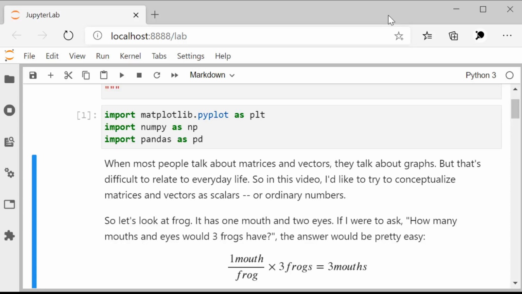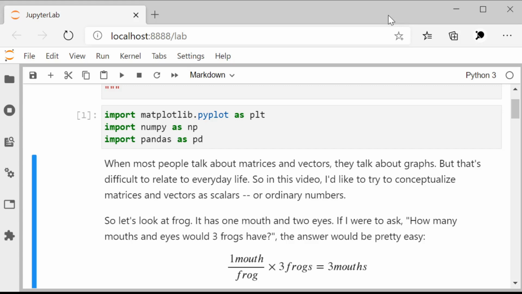Hi, this video is about vectors and matrices. If you look up information on vectors and matrices on the internet, you're likely to get some kind of a graph and a transformation and things like that. That's difficult to conceptualize and to relate to everyday life, right? Because we don't go around thinking about graphs and transformations, and it's hard to understand why we would even use vectors and matrices at all.